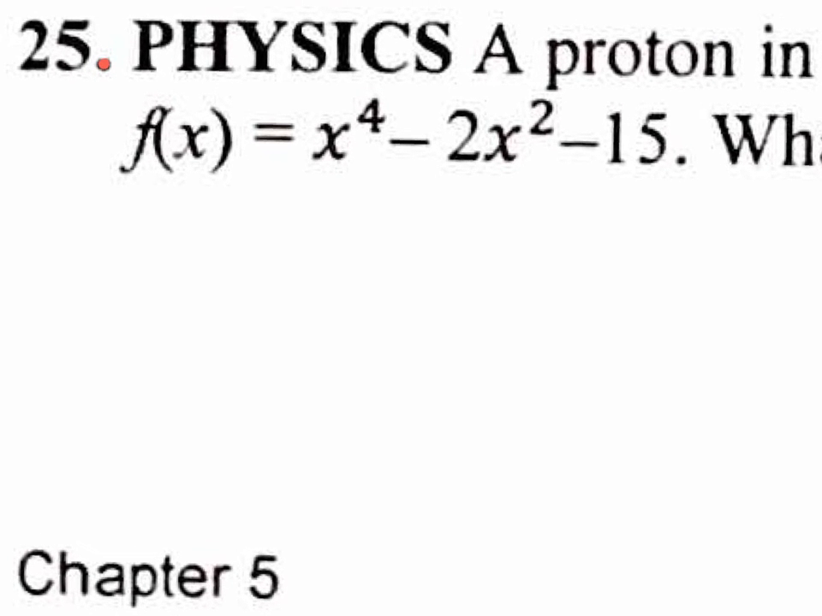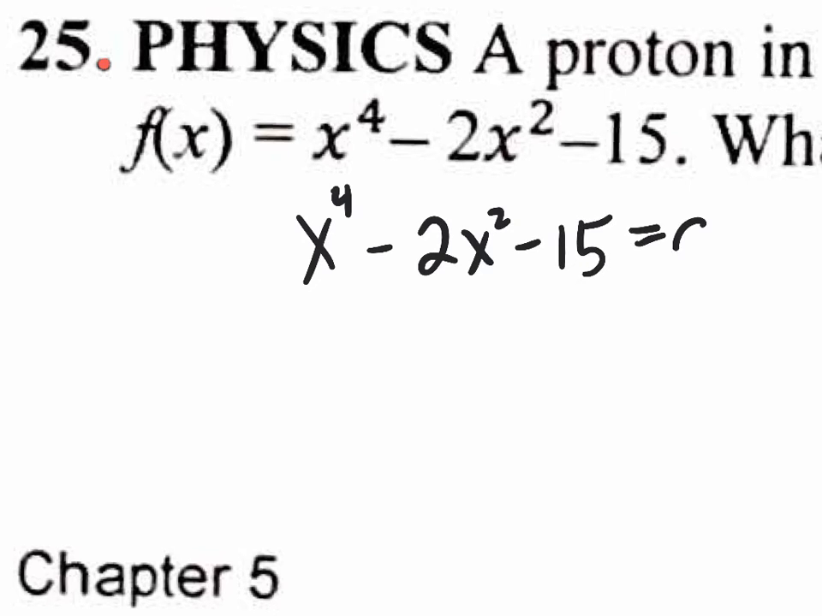So what are they really asking for? They're asking for the location of the x-axis crossings, which means they're asking for the x-intercepts, which means they're asking for the solutions. How do you find the x-intercept anyway? You set y equal to 0. So what you would do is set x to the 4th minus 2x squared minus 15 equal to 0, and of course solve it. That'll give you your x-intercepts, your answers, your roots, your real zeros.